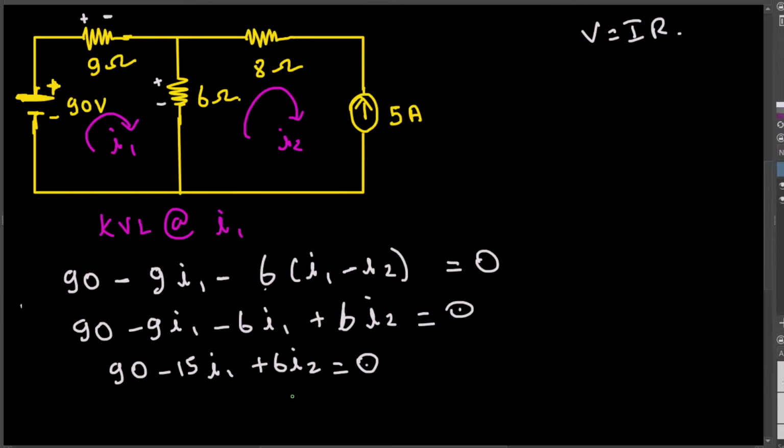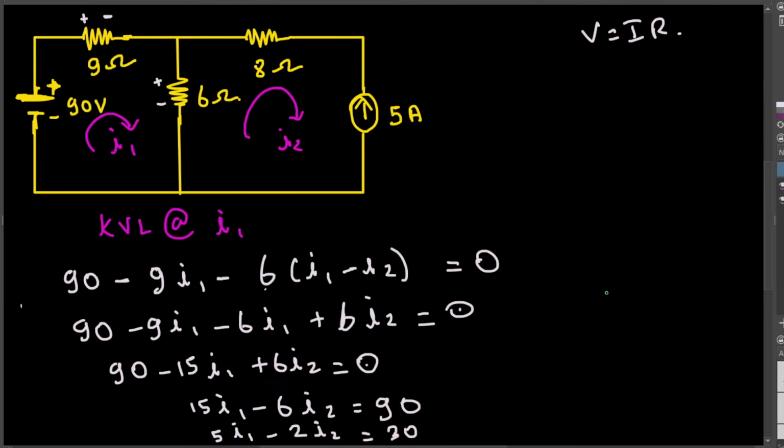So if this is equal to 0, then I can bring the currents to one side and the numbers to the other side. If I bring the currents to the other side, this is going to become 15 I1 minus 6 I2 equal to 90. And you can see all of them are multiples of 3. So if I divide everything by 3, this is going to become 5 I1 minus 2 I2, and this is going to be 30 right here.